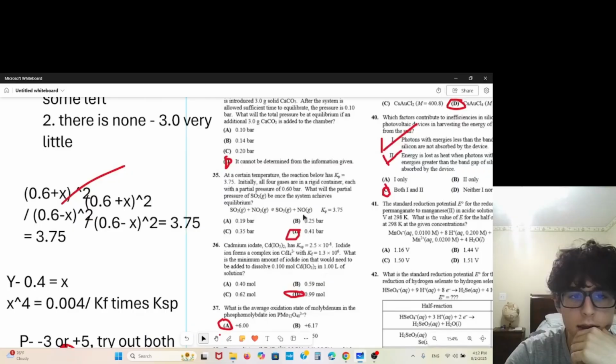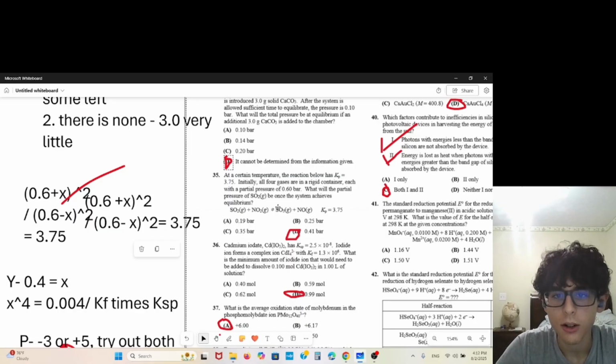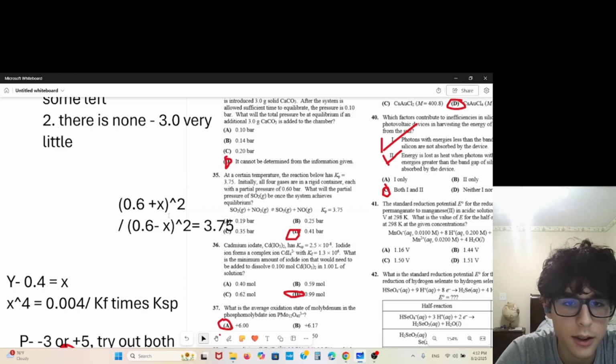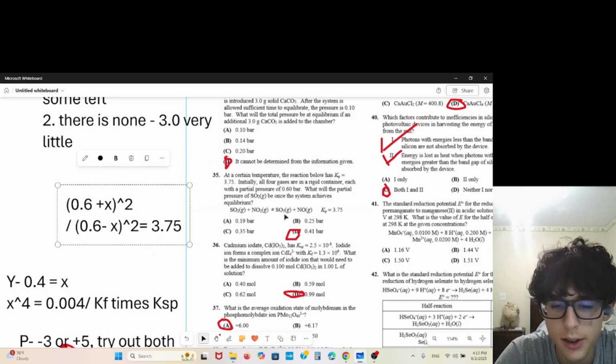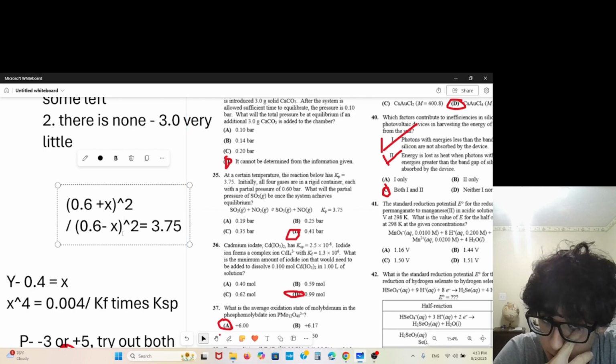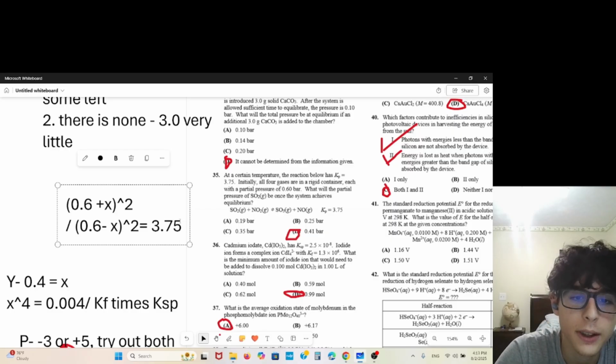Okay, this is a simple equilibrium equation. Now, how are you going to do this? Well, (0.6 plus x) squared over (0.6 minus x) squared right here. So here's the deal. On the exam, you're not going to have a graphic calculator. You're going to have a scientific calculator. So how are you going to do this? Unless you have extremely advanced knowledge of the calculator, I don't even know if it can do equation solving, but you check your answers. Let's choose something that's in between a high and a low.